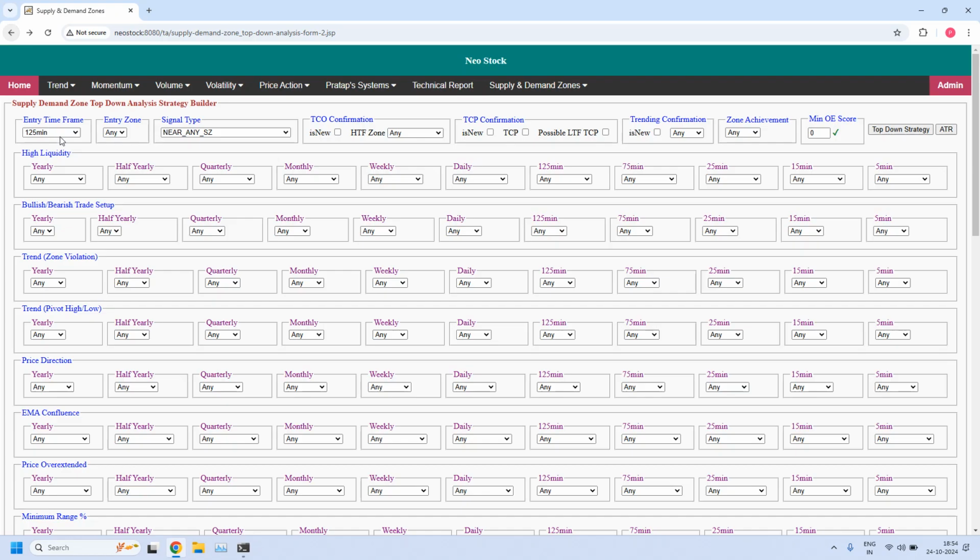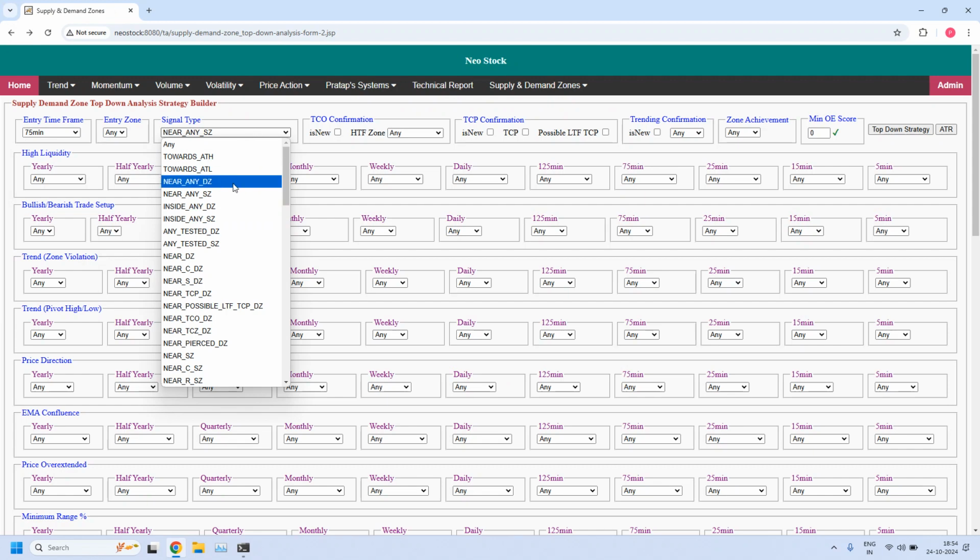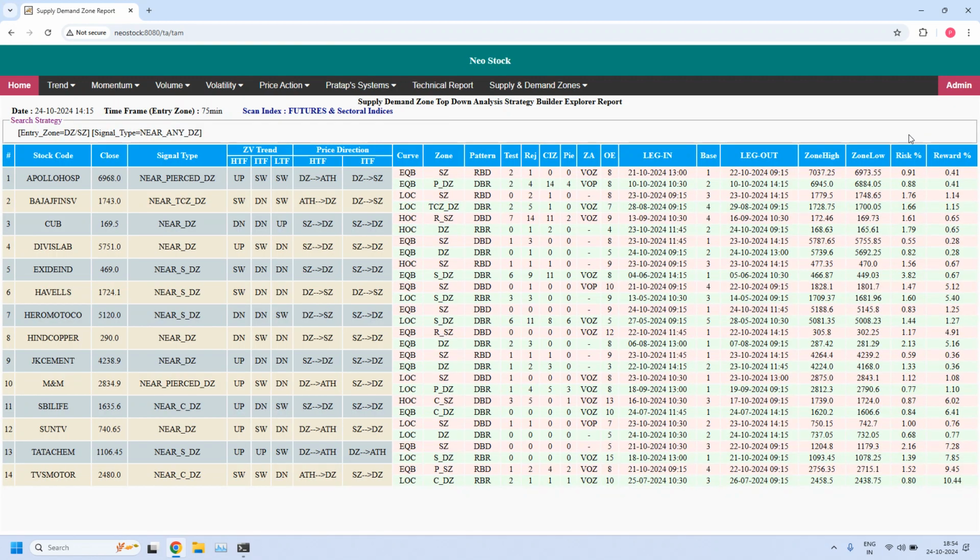Okay, next time frame is 75 minutes. Entry time frame 75 minutes. Let us find the stocks near 75 minutes demand zone. 14 stocks are filtered. Let's identify the high liquidity 75 minutes demand zones from this list.